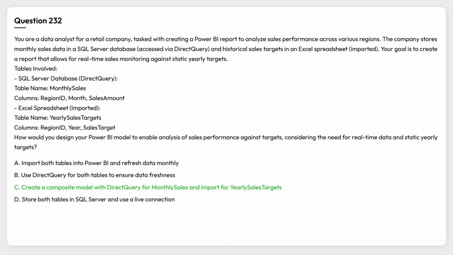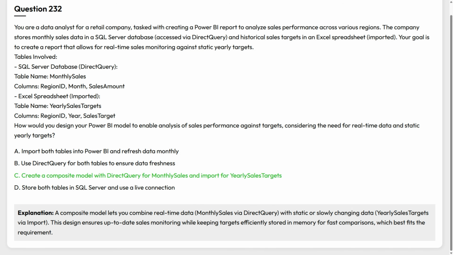The correct answer is option C. Create a composite model with direct query for monthly sales and import for yearly sales target. Composite model lets you combine real-time data, monthly sales via direct query, with static or slowly changing data, yearly sales target via import. This design ensures up-to-date sales monitoring while keeping targets efficiently stored in memory for fast comparisons, which best fits the requirement.